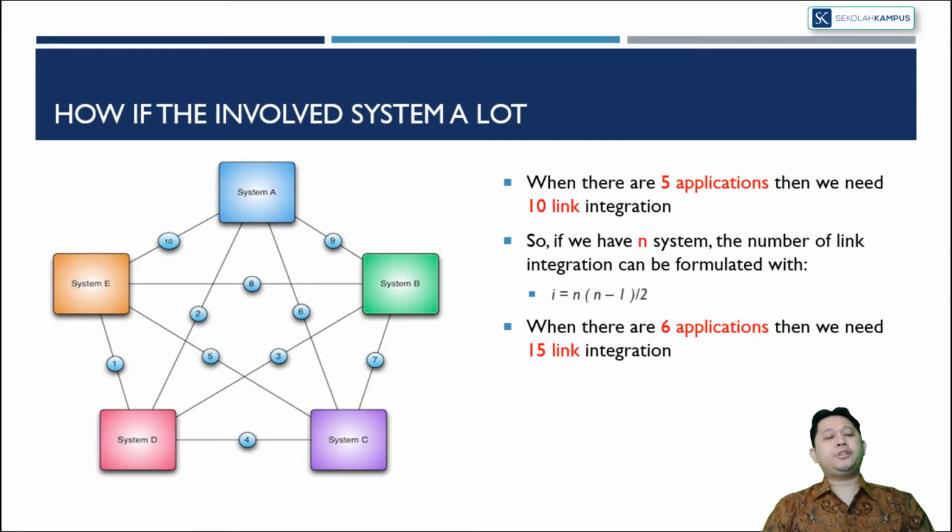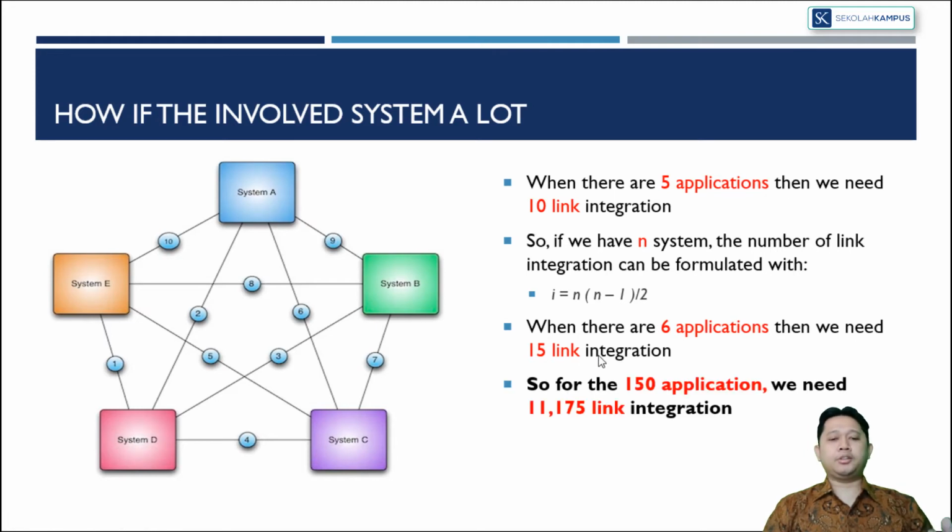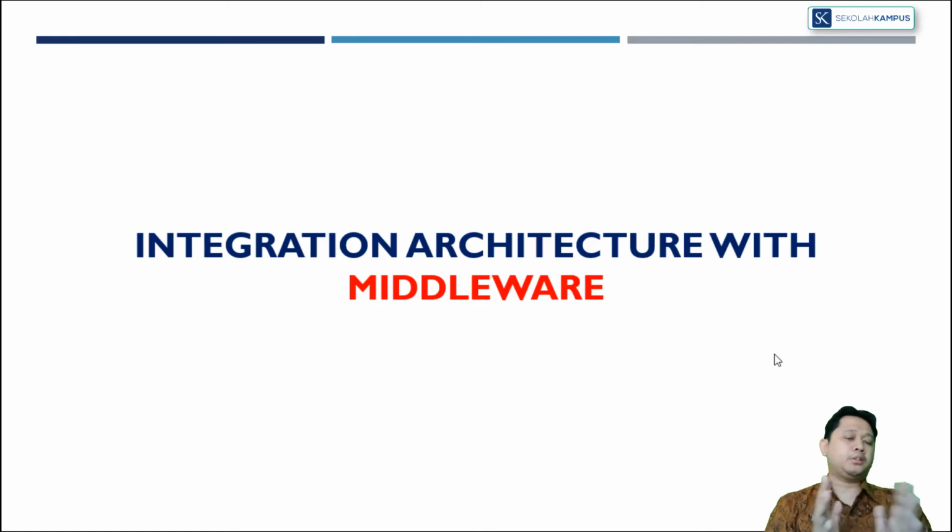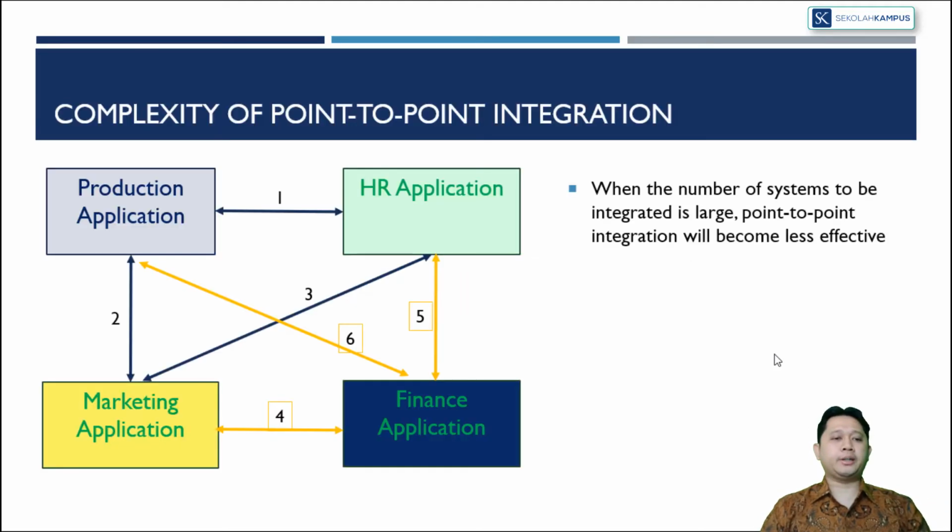Okay, so we can continue. When there are 6 applications, then we need 15 links, and when we have 150 applications, it is a huge number of integration links. Okay, this is a very huge number of integration links. So point-to-point is not appropriate for a lot of systems. Because of the complexity of point-to-point, we want to discuss an architecture that uses middleware.